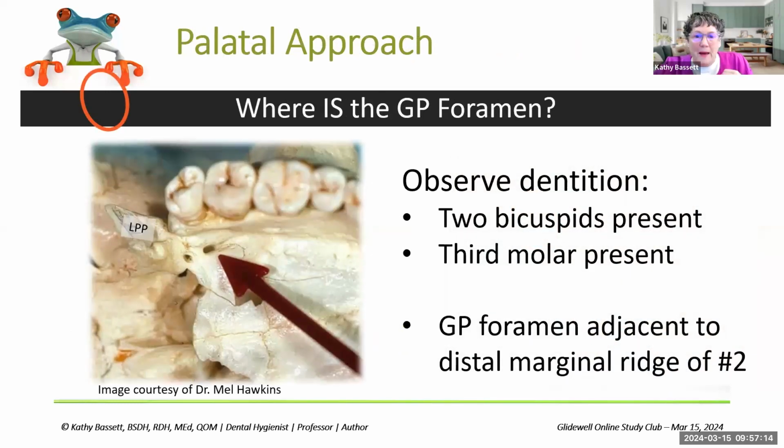Now, when I look from the palatal approach, I'm going to actually navigate through the greater palatine foramen. So on this particular model, please see that they have both their bicuspids present, they have the third molar present, and there's the greater palatine foramen. It's clear back near that junction of the horizontal process of the palatine bone and the palatine process of the maxilla. It's in that most posterior segment.